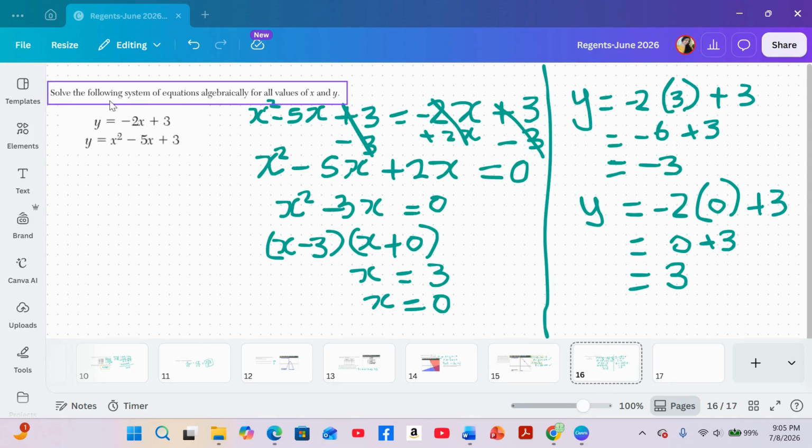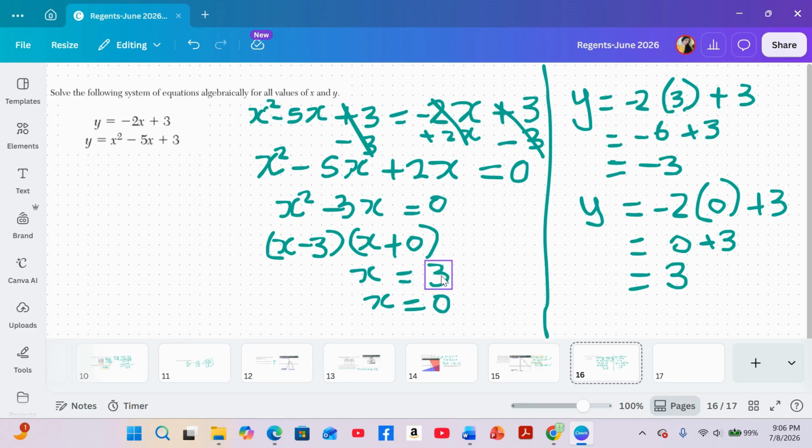Okay, so we had to solve these equations algebraically for all values of x and y. So what I did is just make this equal to this and then simplified until I found the values of x. I completed the square over here, so x is equal to 3 and 0. Then I just substituted the values of x into the first equation, and I got -3 and 3.